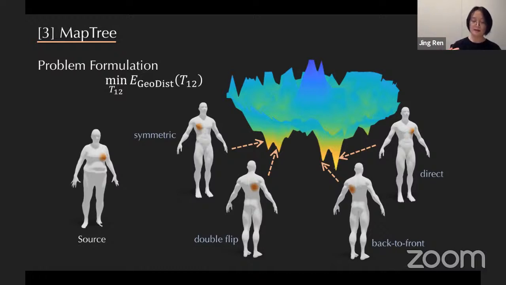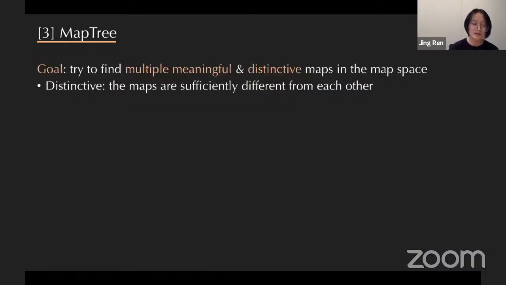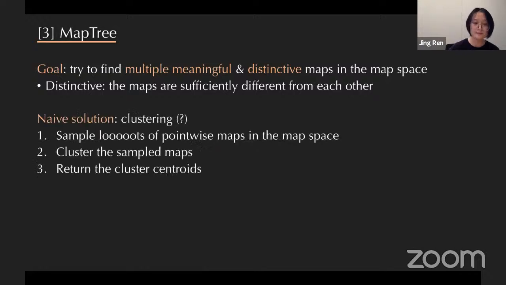Otherwise we can just use a previous method and get a single map in a random way, but we don't want this. We just want to have multiple point-based maps at the same time. A naive solution for this problem, to find multiple meaningful and distinctive maps in the map space, would be clustering. For example, we sample a lot of point-based maps in the map space, and then we cluster the sampled maps, and we return the cluster centroids as the final maps we want to have.